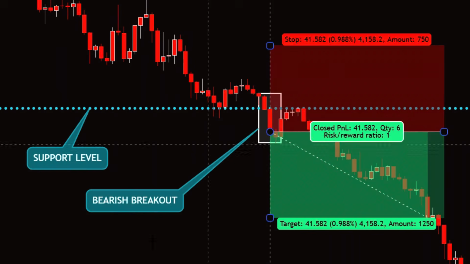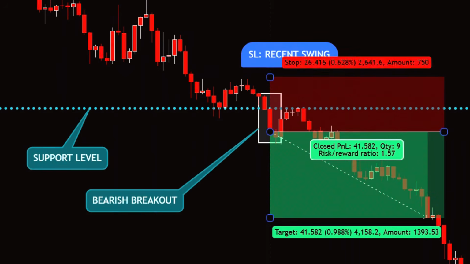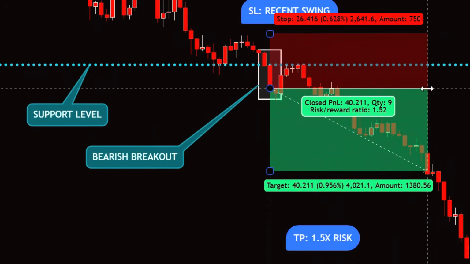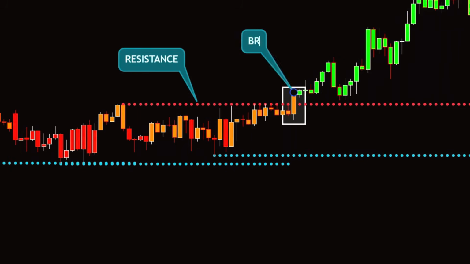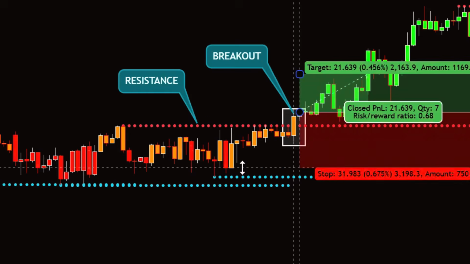A stop loss goes above the recent swing high and you're aiming for 1.5 times your risk. Same logic works in reverse for a resistance breakout with a green MACD.